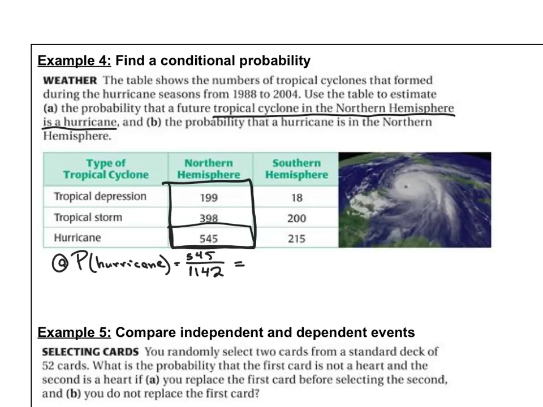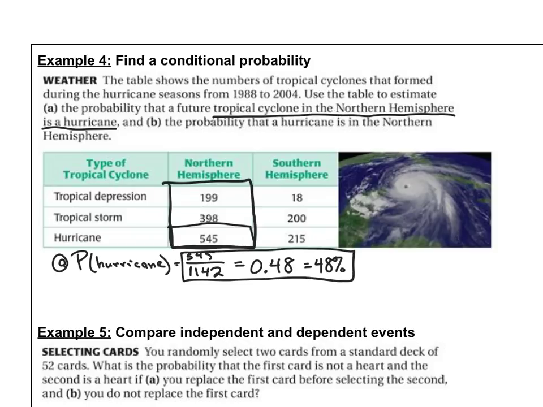We'll simplify that fraction, and we can't simplify it any further than that, so maybe we'll give a percentage on this one. That would be 0.48 as a decimal, which is also a 48% chance that the next tropical cyclone in the northern hemisphere is a cyclone. Okay? Any of these three would be acceptable as your answer.